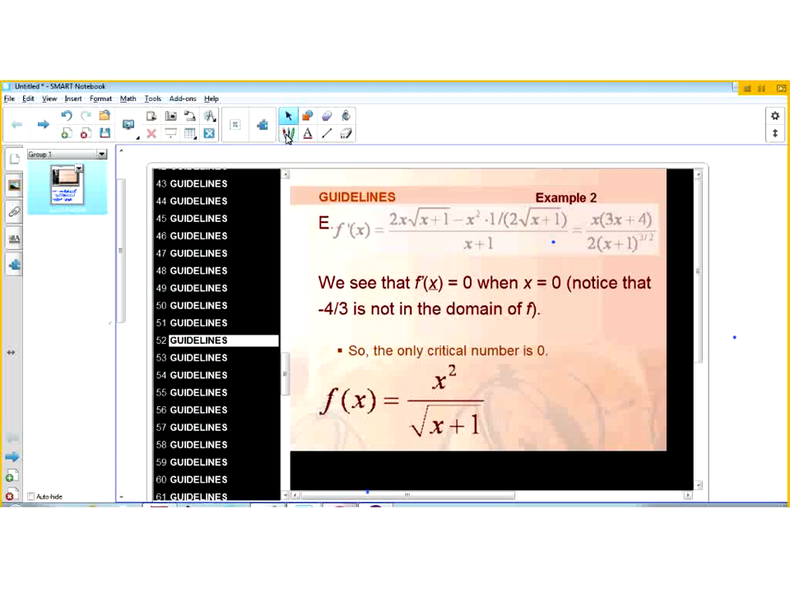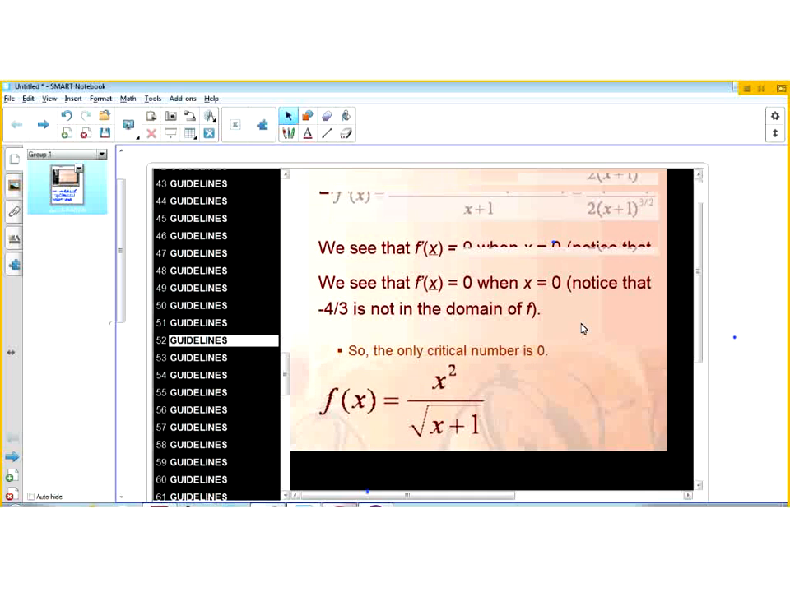And x equals negative 1 is not a critical number because, again, negative 1 is not in the domain. Remember, to be a critical number, the number has to be in the domain of the function, and a critical number occurs where the derivative of the function is either 0 or does not exist. So just to reiterate that point, negative 1 is not a critical number. So 0 is the only critical number.